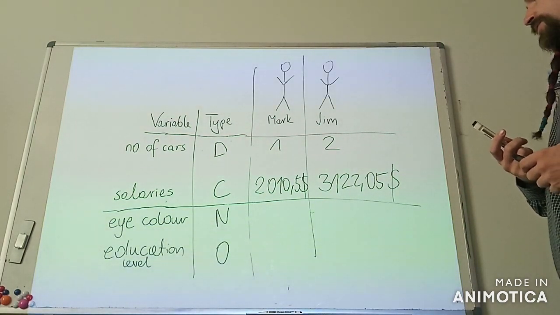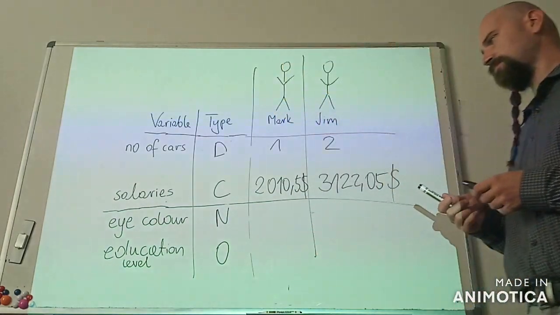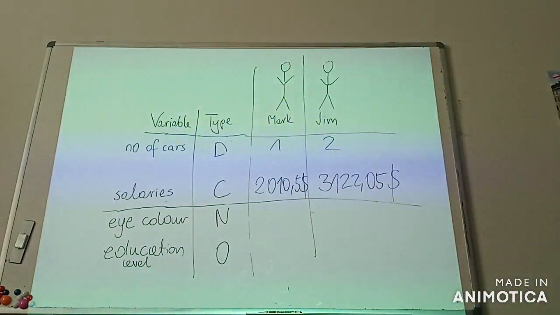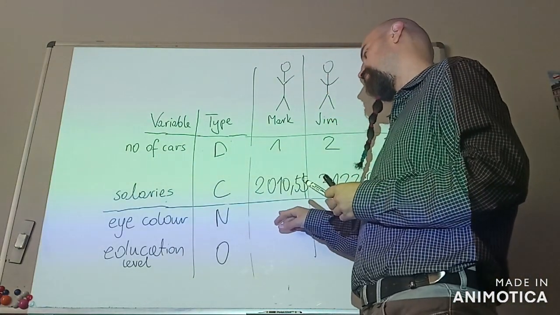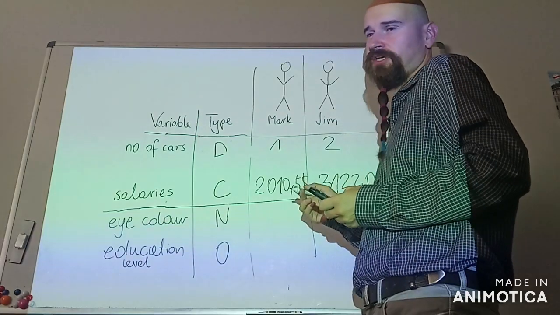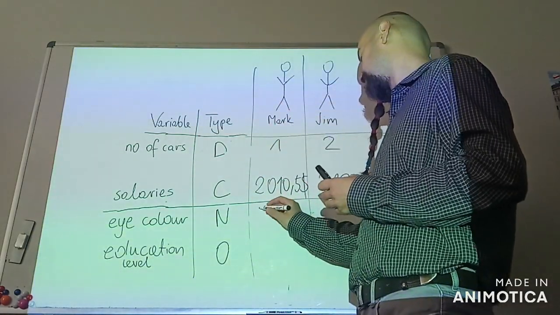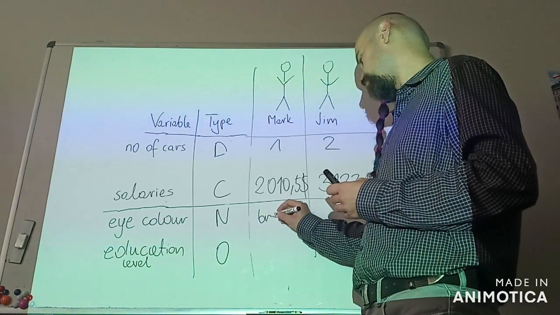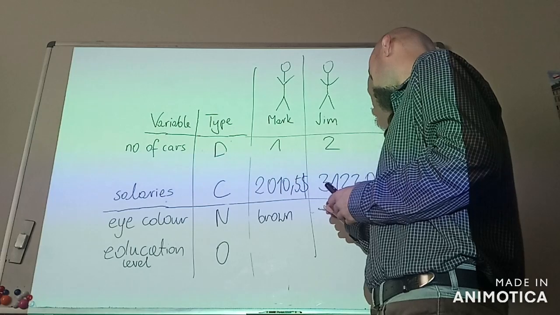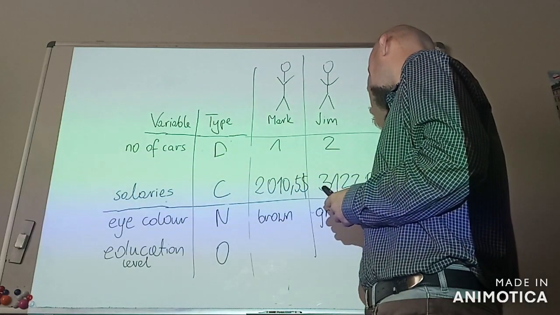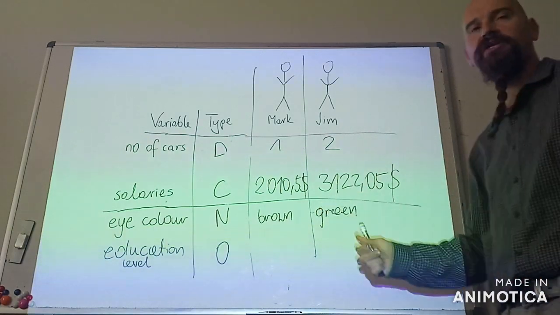Okay, and now we move on to qualitative variables. Eye color is nominal, yes, because there is no gradation here. Mark maybe has brown eyes, Jim has green eyes, and there is no gradation here.